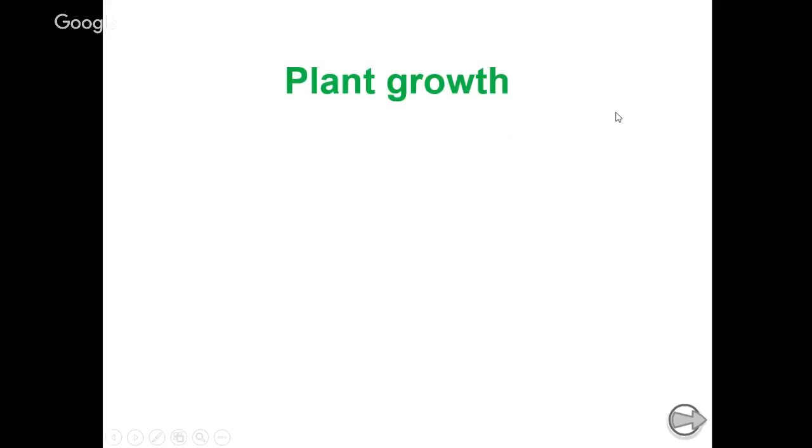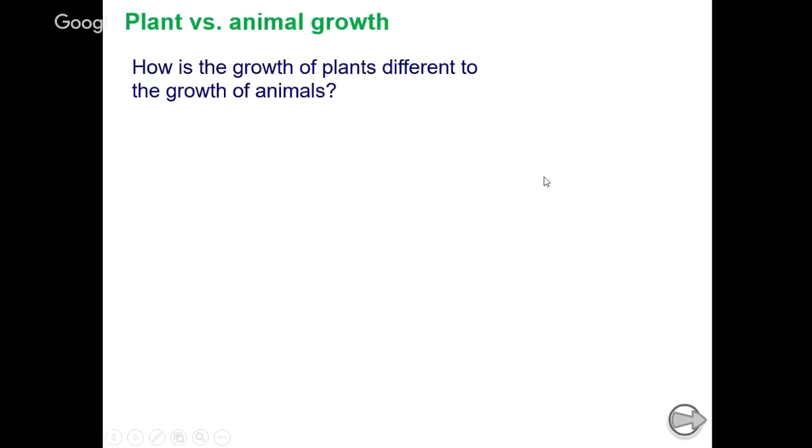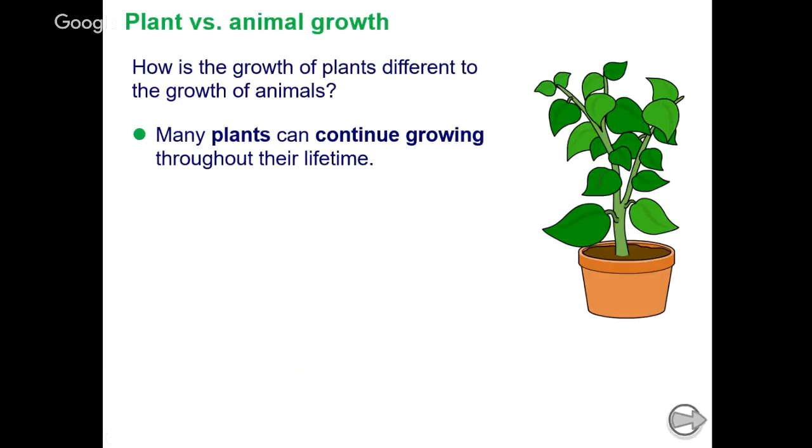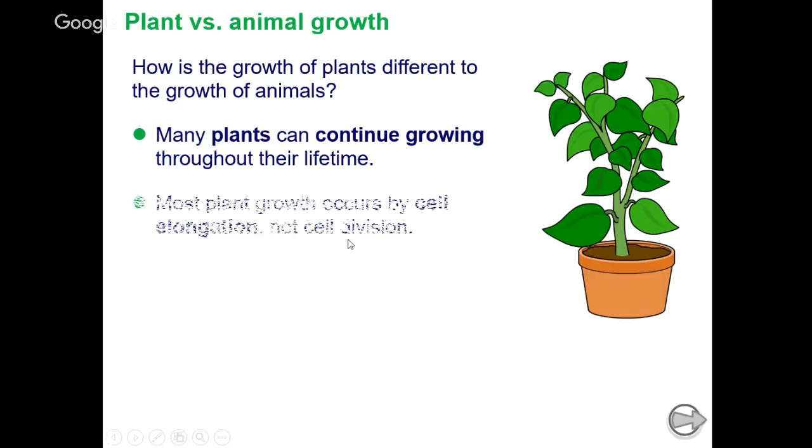Now with plant growth, there's quite a few differences to animal growth. Plants, for a start, continue growing throughout the whole of their lifetime. In animals, the growth period is relatively brief. In humans, we grow up to our mid-teens and then we become a full-grown adult. There isn't any further growth. We have replacement of cells, such as skin cells and hair cells and any damaged cells, but the organism doesn't become any bigger. However, plants continue growing for the whole of their life.